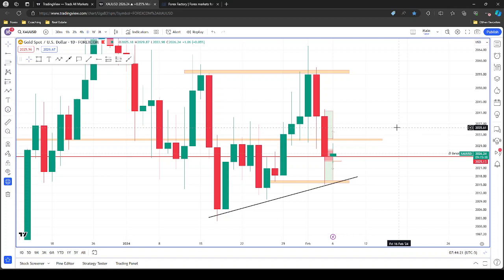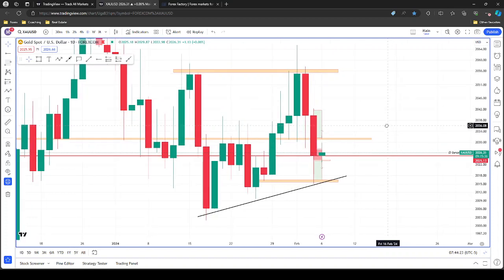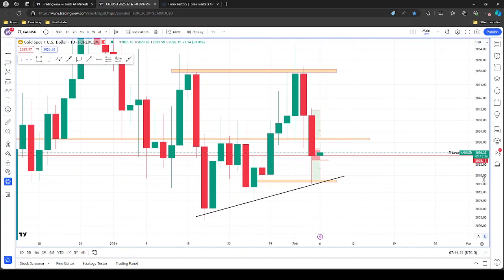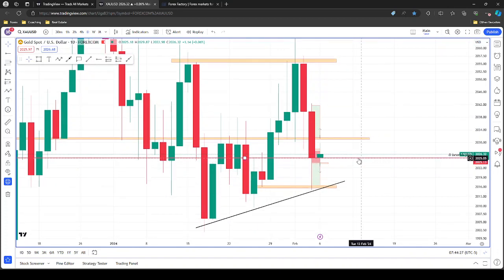Four key things that I look for on this time frame. The first thing is I always want to know where is the current daily candle headed? Is it bullish or is it bearish? The reason that's important to me is because I trade with that direction.